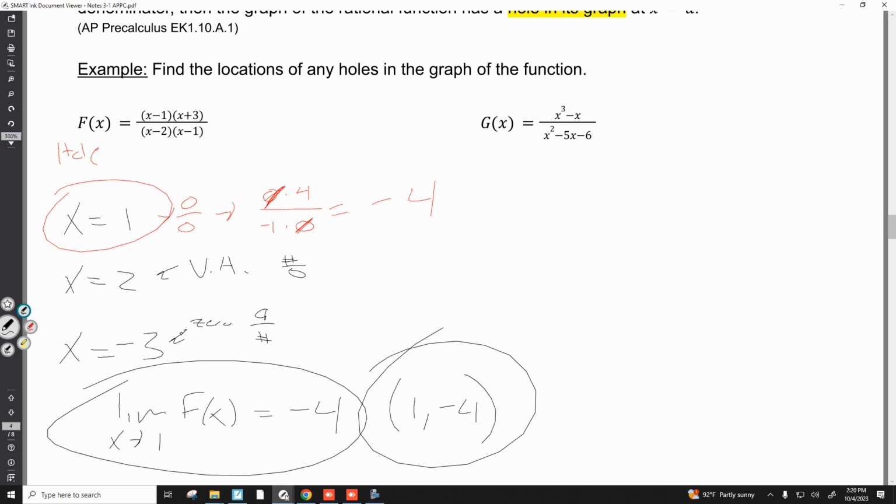Boom. Find the hole for G. Tell me the location. Okay. Thank you. And use limit notation because I asked you to. I'm thinking. No, you're not. Find the hole and its location using limit notation.